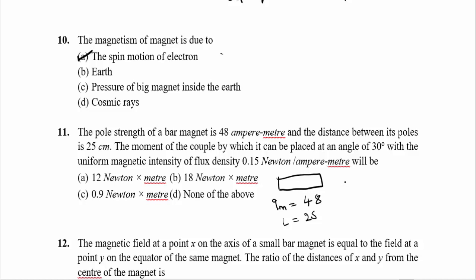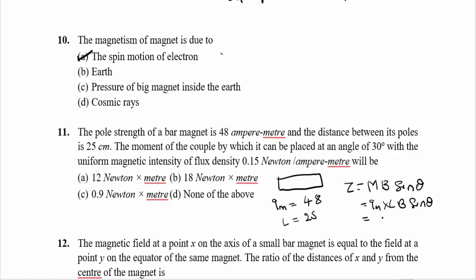So you have to calculate the moment of couple, meaning torque. The torque formula is tau equal to mB sin theta. This is the formula for torque acting on a magnet, also called moment of couple. M is what? Qm, pole strength, into L. B is as it is, sin theta as it is.